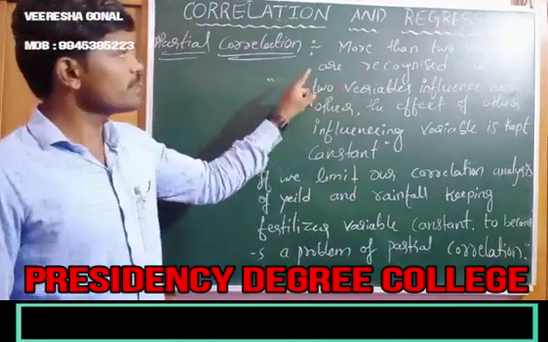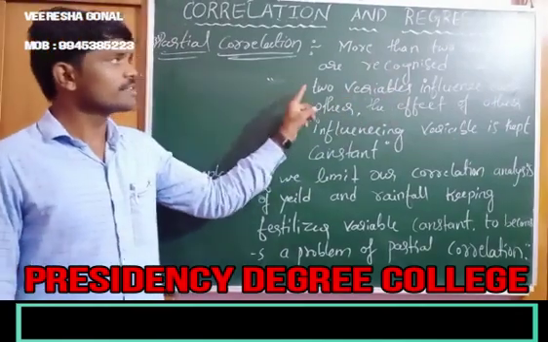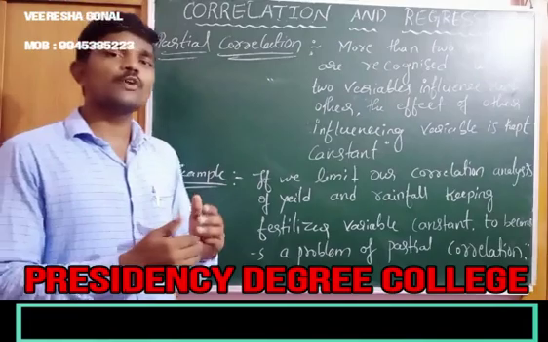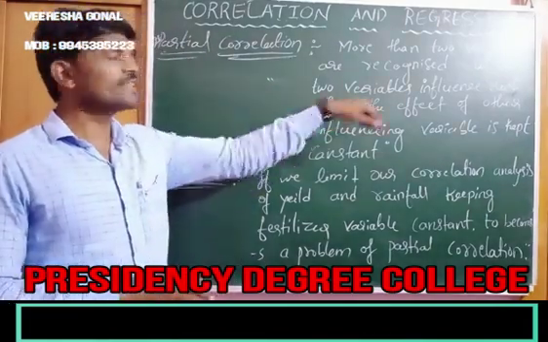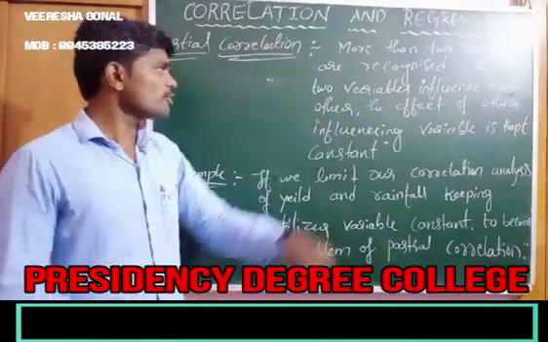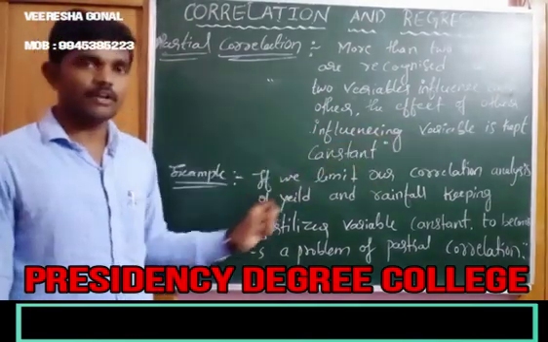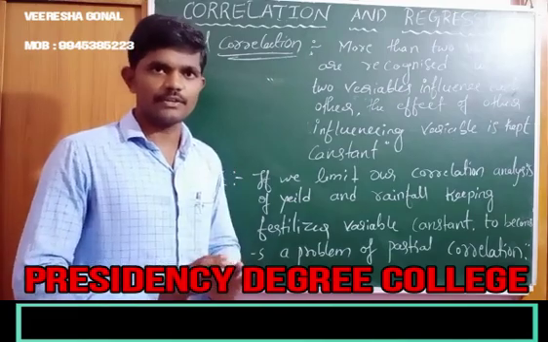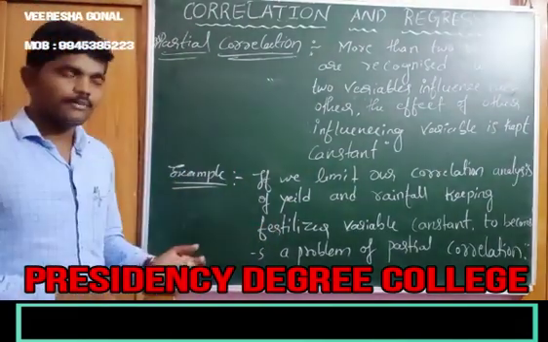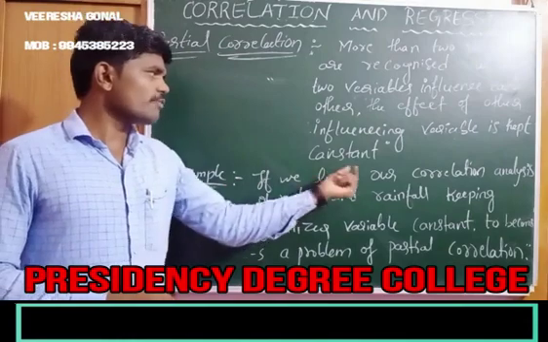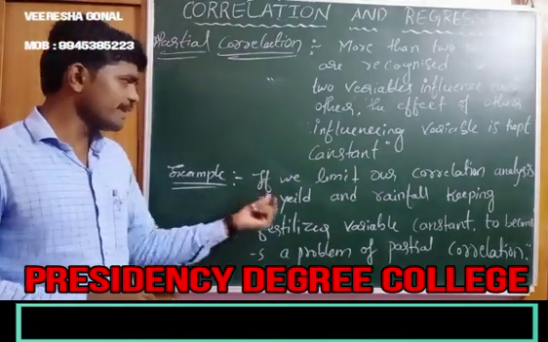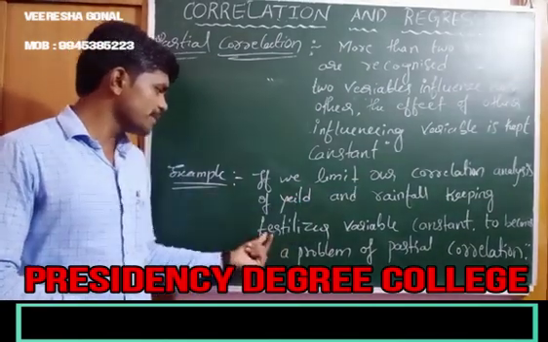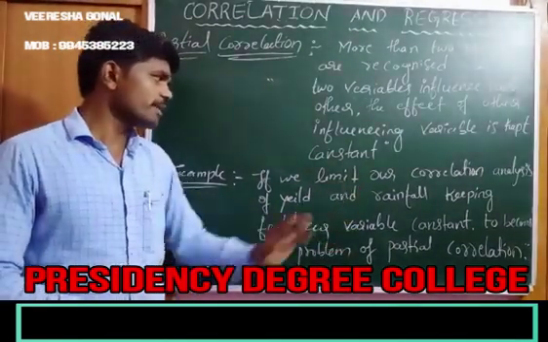More than two variables are recognized, but only two variables influence each other. The effect of the other influencing variable is kept constant. So, for example, if we limit our correlation analysis to yield and rainfall, the fertilizer variable will be kept constant.